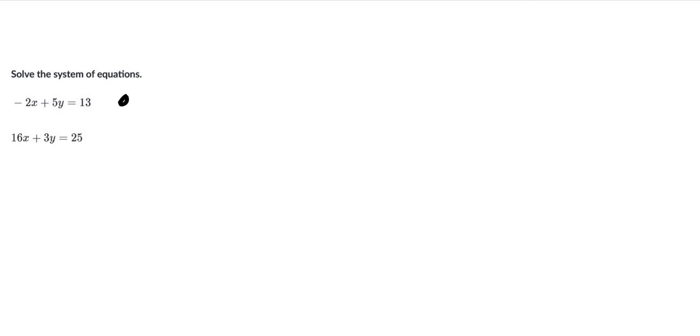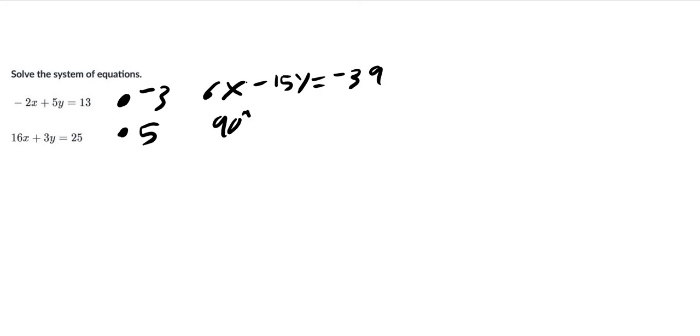multiply, let's say, the top equation by -3, and the bottom by 5. This would get you 6x minus 15y equals -39. 5 times 16, 90x plus 15y equals 125. Okay, alternatively, you could have multiplied the top by 3 and the bottom by -5, so that this would have been plus, and this minus. Alright, the point is you want one of them plus, one of them minus, so that they can cancel out.